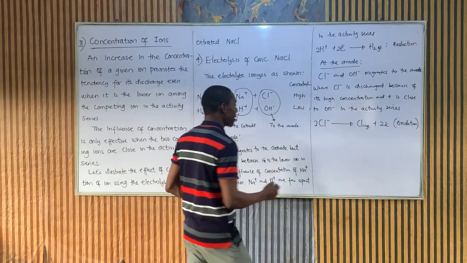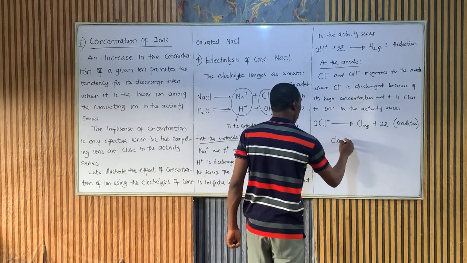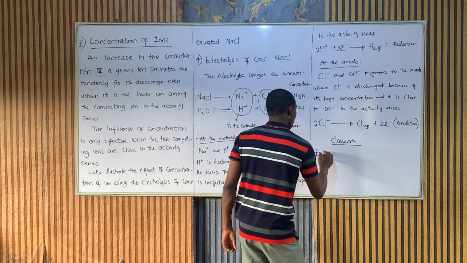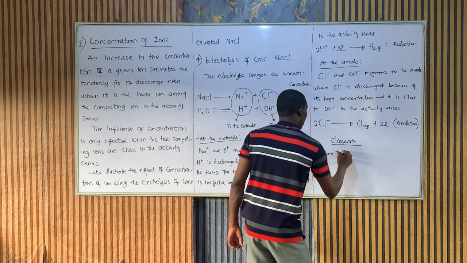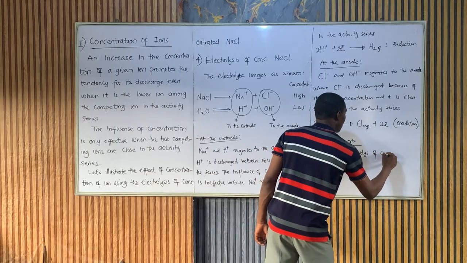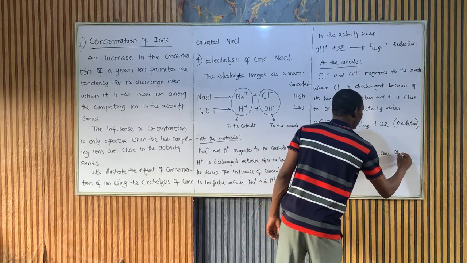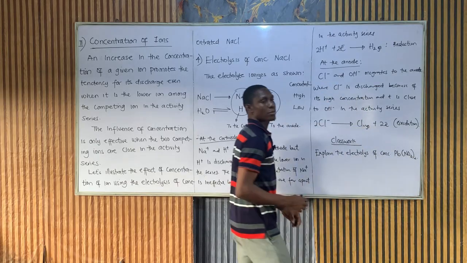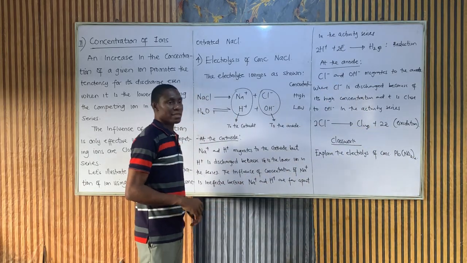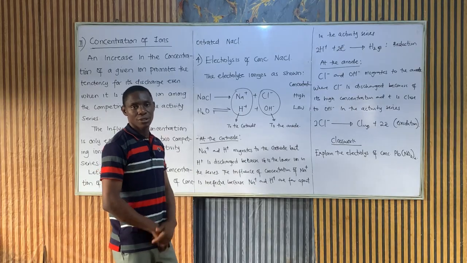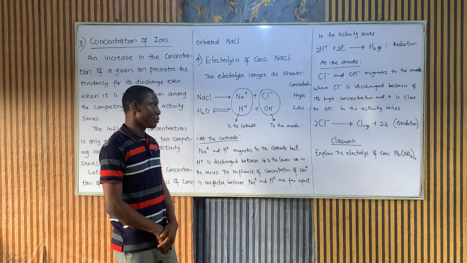Now, let me give a quick classwork. Explain the electrolysis of concentrated lead(II) nitrate. I'm not going to solve this, but pause and guess what should be discharged at the cathode and the anode.